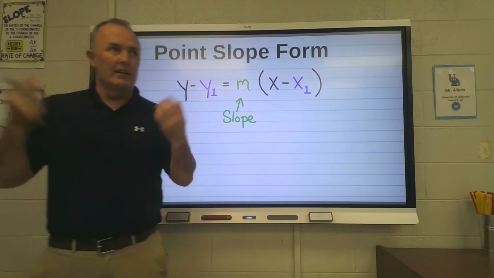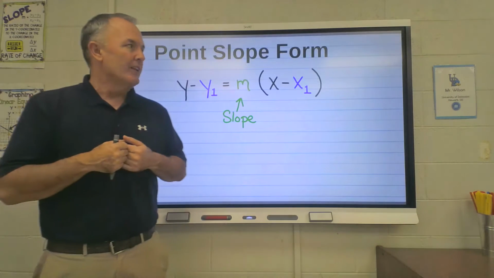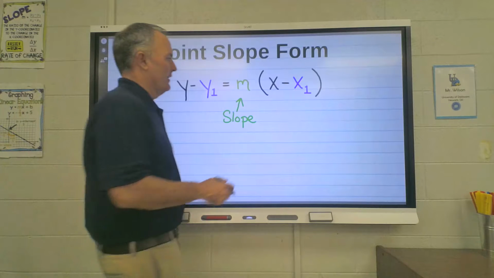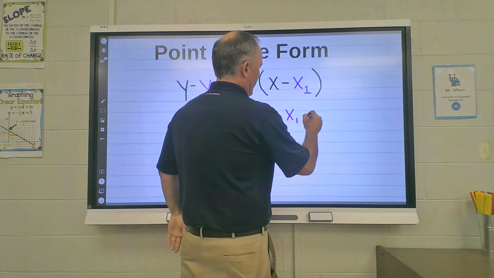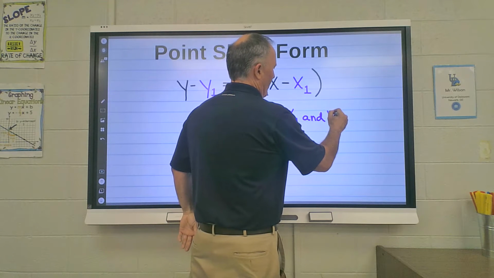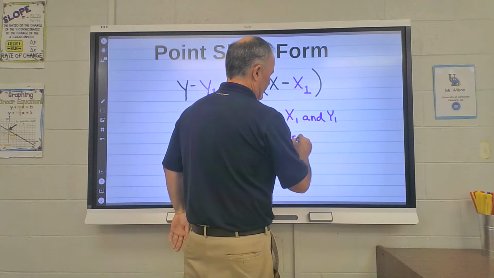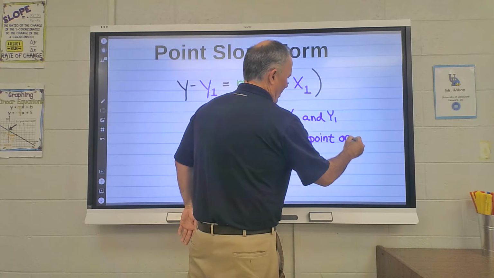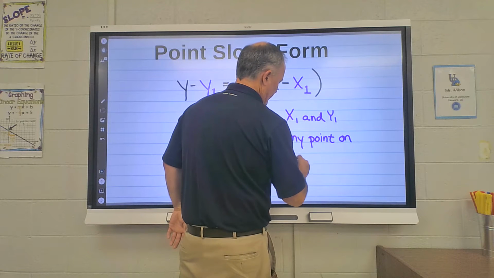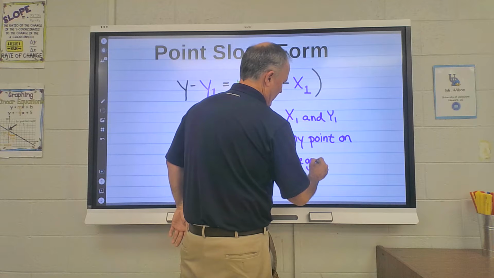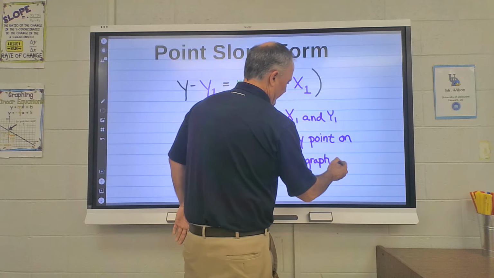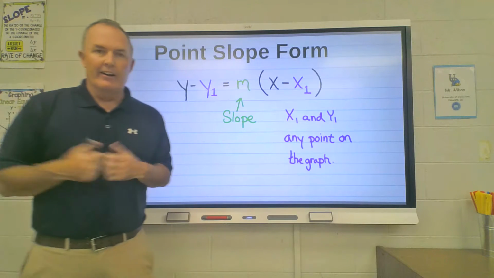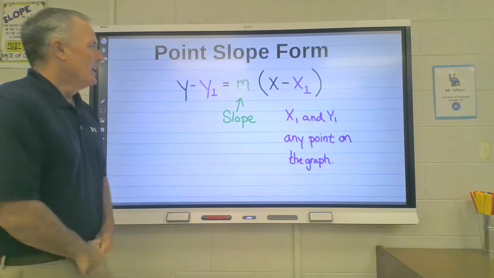All right, we have a line. There's lots of points on the line. We can choose any point we want. We can plug the x value in there and the y value in here. So x1 and y1 are simply any point on the graph. All right, by that I mean obviously the line, not the four-quadrant grid. You can't just pick any point on a graph. It has to pertain to the line.